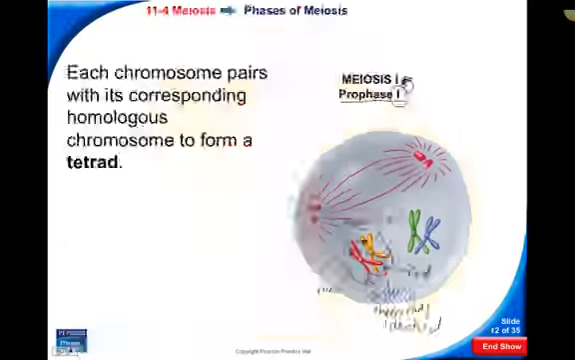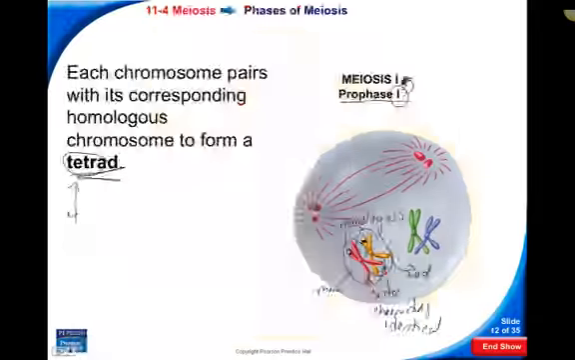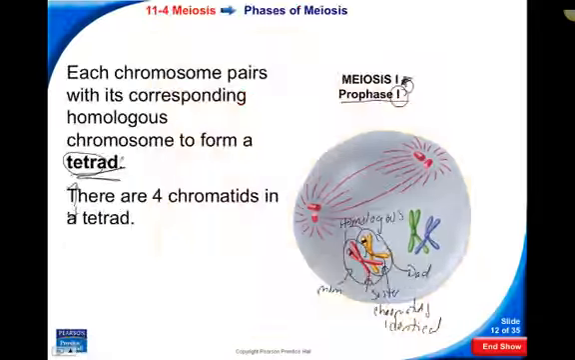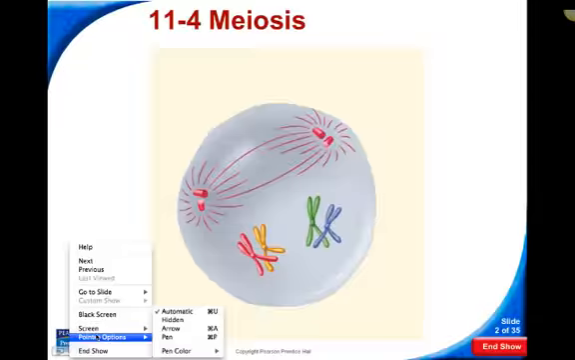Okay, when they all get together, they form something called a tetrad. And if you think about the word tetra, it means 4. So we have 4 sister chromatids all together forming a tetrad. And like I just said, 4 chromatids in a tetrad. Okay, so this is where it gets really important, what happens with meiosis.